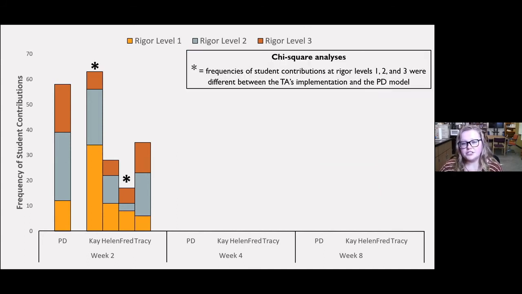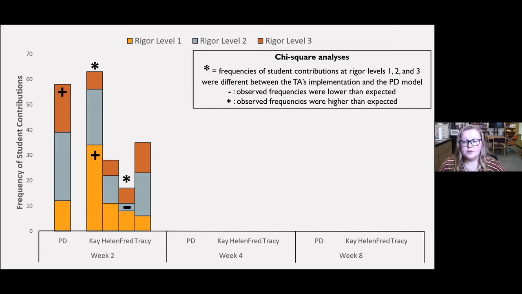And we used a chi-square contingency table analysis to compare the frequencies of the student contributions at the rigor levels 1, 2, and 3 observed for each TA to the PD example. And keep in mind that the PD is not necessarily an ideal implementation, but was the example that the TAs were experiencing as a model of what these planned discussions could look like in practice. And so when looking at this data, Kay and Fred's implementation differed from the PD example, while Helen and Tracy were eliciting similar proportions of each of the rigor levels. However, while their proportions were similar, the overall frequencies of the student contributions during Helen and Tracy's elicitations were lower than the PD example.